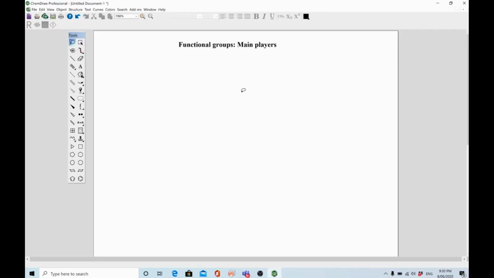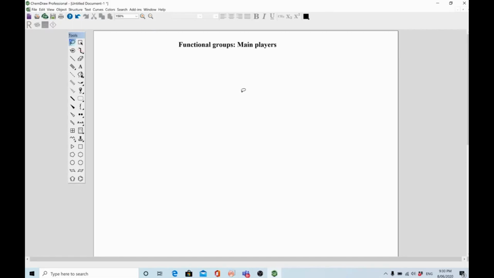Today we're going to talk about functional groups, the main players. If you want to learn organic chemistry, you should start from functional groups because they are the key for organic chemistry. So if you don't know the functional groups, you should not move further in organic chemistry. As easy as that. What are the functional groups?